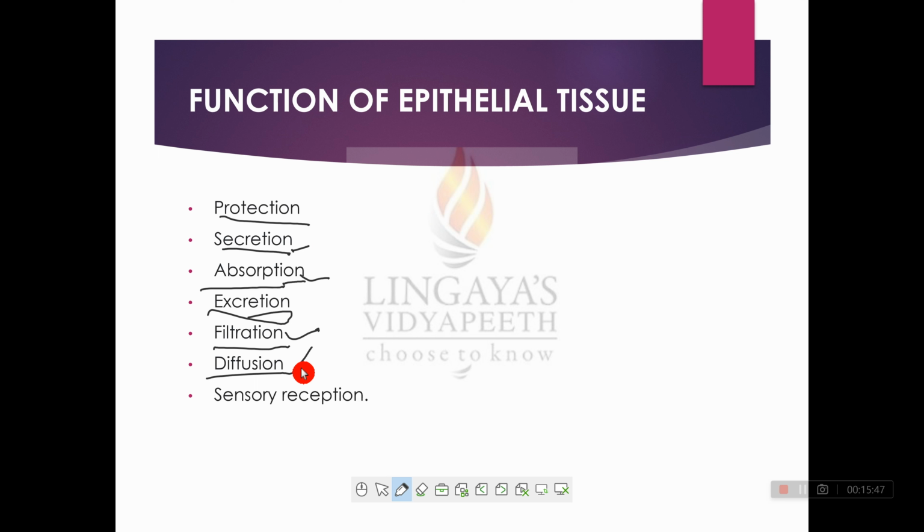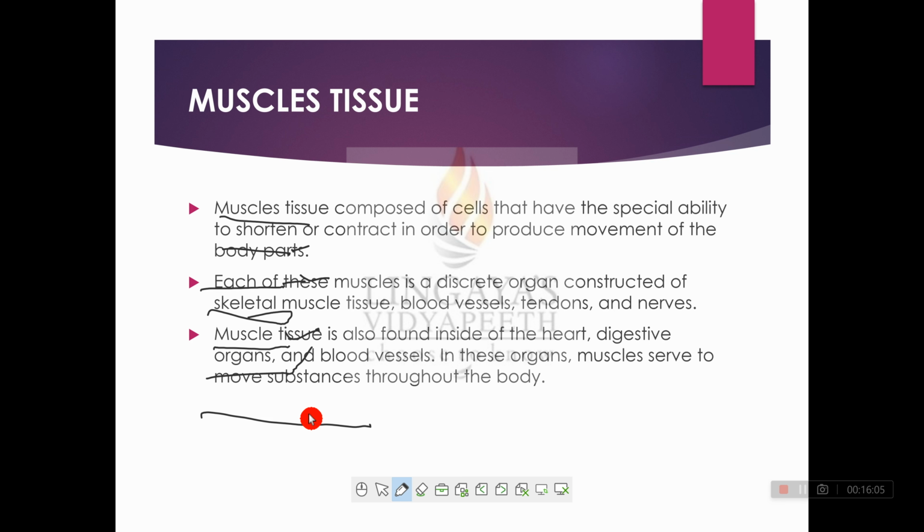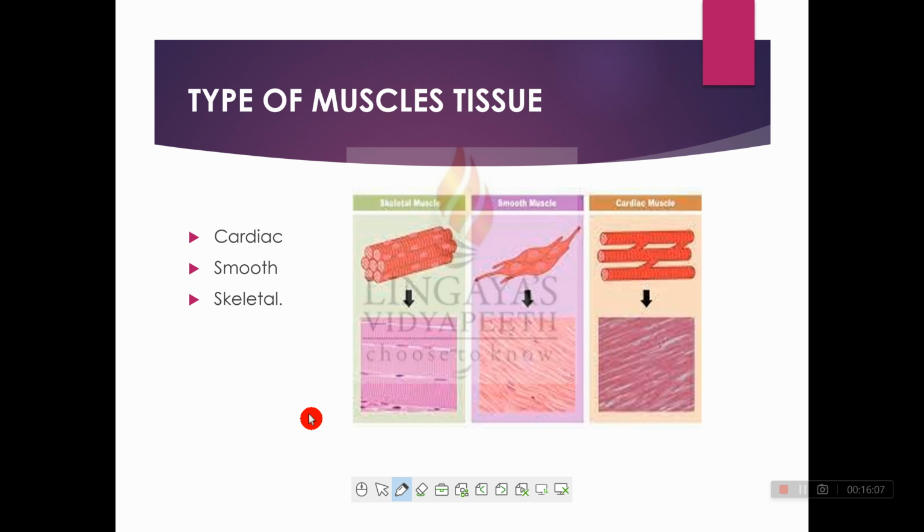The next function is diffusion. It also helps in cell nourishment. Next is sensory reception. It works as a sensory receptor and involves the reaction to heat, cold or pain. So these are the functions of epithelial cells.